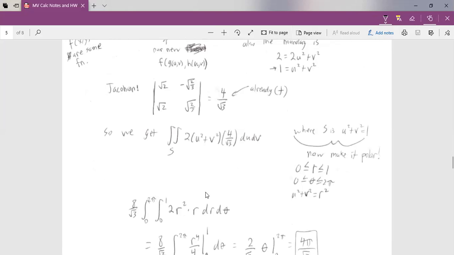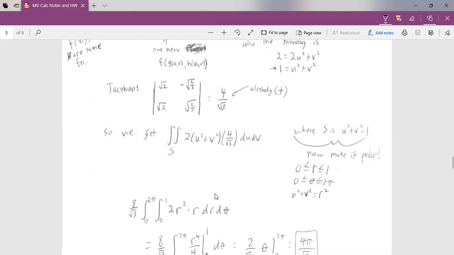And now is when we can make this switch to polar. So this 2 and this 4 over root 3 need to stick around. But then this u squared plus v squared can become 2r squared, and this du dv can become r dr d theta.